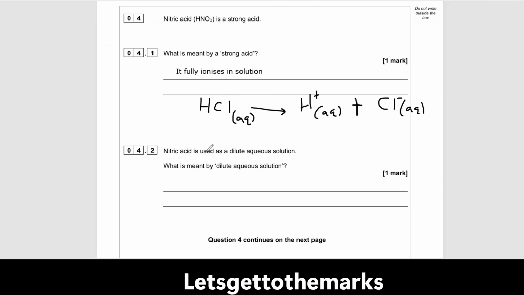Anywho, 4.2, nitric acid used as a dilute aqueous solution. What is meant by dilute aqueous solution? It just means a low concentration of the acid. It's dissolved in a large amount of water. So if you dissolve a little bit of acid in lots of water, you get a dilute concentration. So a low concentration of acid, a low concentration of hydrogen ions will be released.